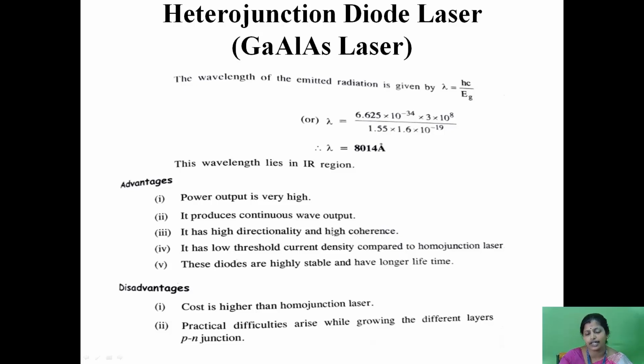The advantages of the heterojunction diode laser: the power output is very high, it is a highly directional, highly coherent beam, and it has low threshold current density compared to the homojunction diode laser. Manufacturing is very tough. These are used in LED, LCD and organic LED devices, and switching devices. The disadvantages compared to the homojunction diode laser are that the cost is very high, so practically the manufacturing is very tough.